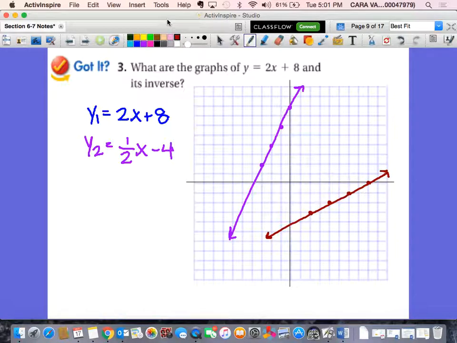So moral of this story here, if you don't have a calculator, you would have to create the table of values, or you could simply graph this linear equation from your prior knowledge. That's what I did. Or you could always create the table and switch the x and y values. It's up to you, however you want to do that.